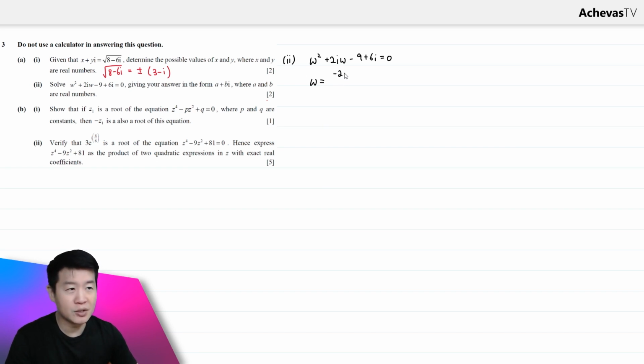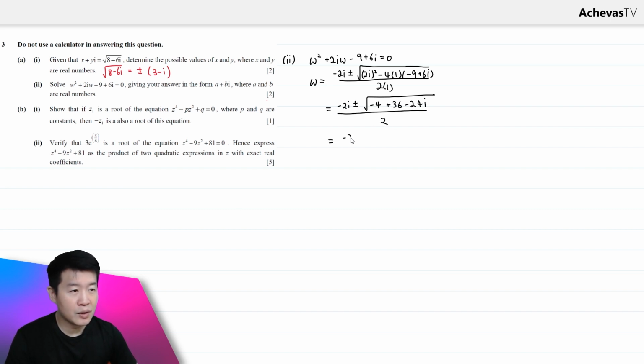So we have w equals minus b, minus 2i, plus or minus the square root of b squared, so 2i squared, minus 4ac, where c is minus 9 plus 6i, over 2a, a is 1. So we have minus 2i plus or minus the square root of 2i squared, which gives me minus 4. Then this gives me plus 36 and minus 24i. This divided by 2. So we have minus 2i plus or minus the square root of 32 minus 24i, divided by 2.